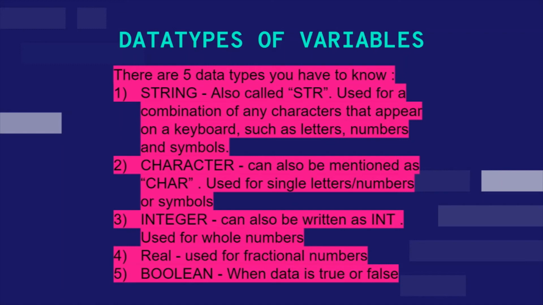Next is integer, which can be written as int. It's used for whole numbers, such as x is equal to 1, or x is equal to 7, or x is equal to 53. Next, we have real, which is used for fractional numbers, such as x is equal to 5.5, or variable x is equal to 7.6. The last data type is Boolean. It is used when your data is either true or false.